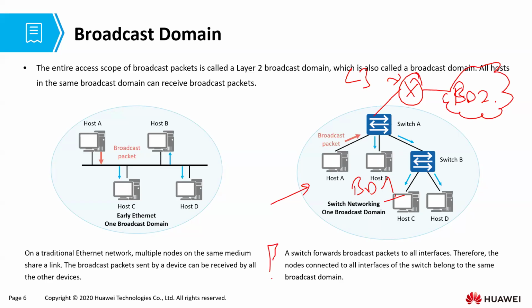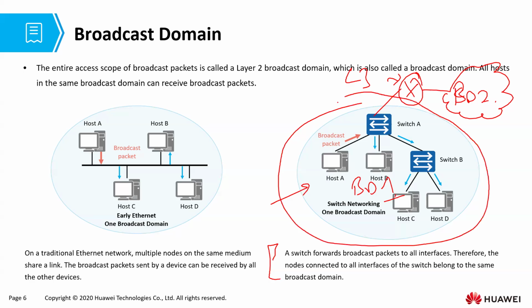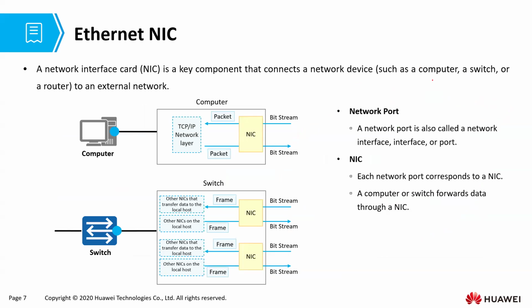A switch forwards broadcast packets on its interfaces. A switch does forward a broadcast packet. However, a router by default does not forward a broadcast packet. So in this case, if host A sends a broadcast, everything within this domain will receive the message. The broadcast does not go to another broadcast domain by default, because routers by default do not forward broadcasts. So that covers collision domains and broadcast domains.